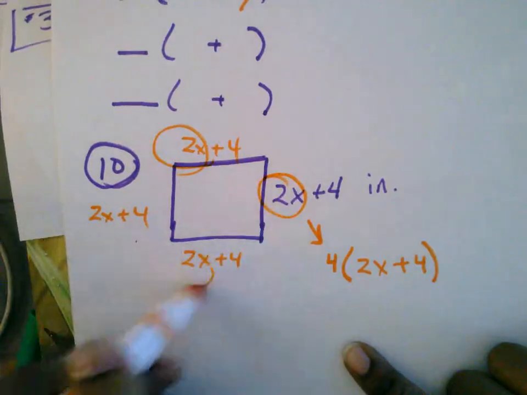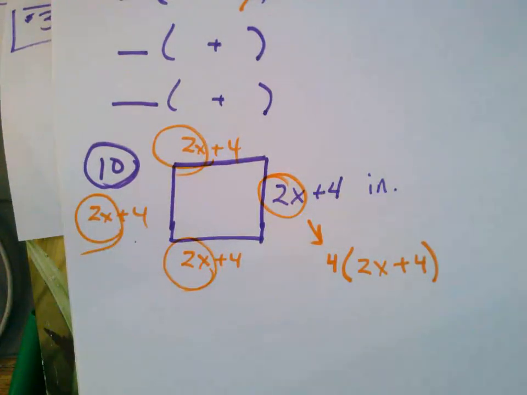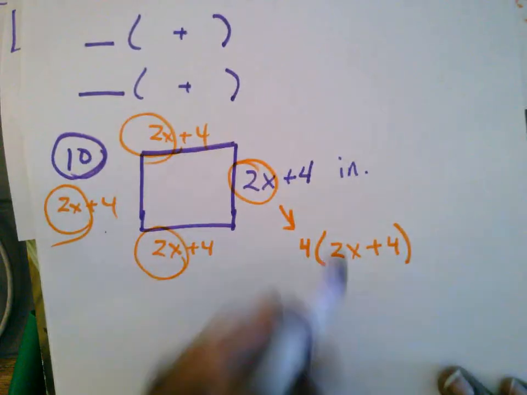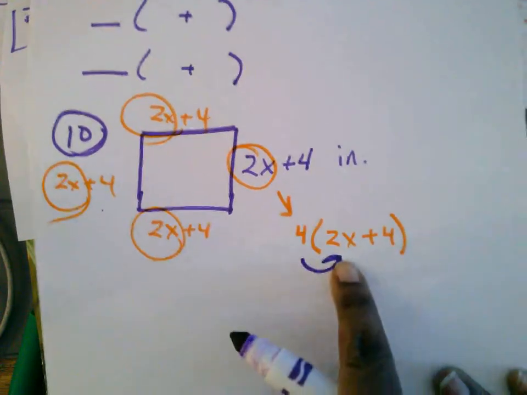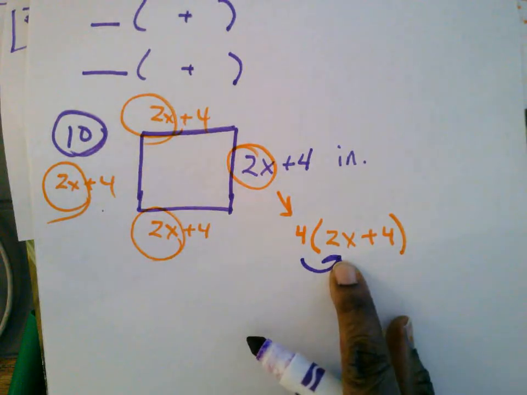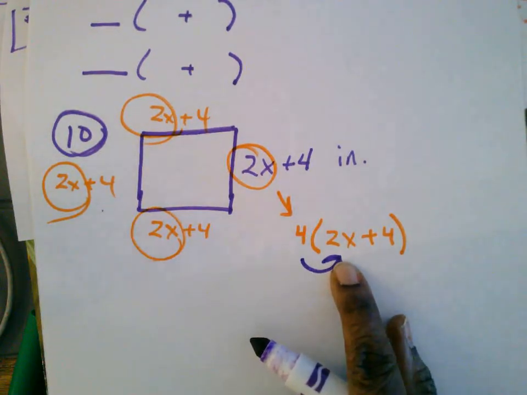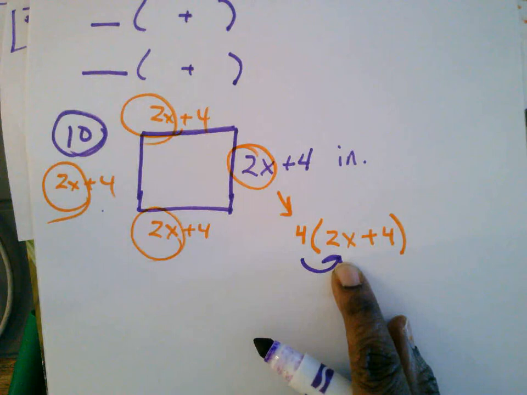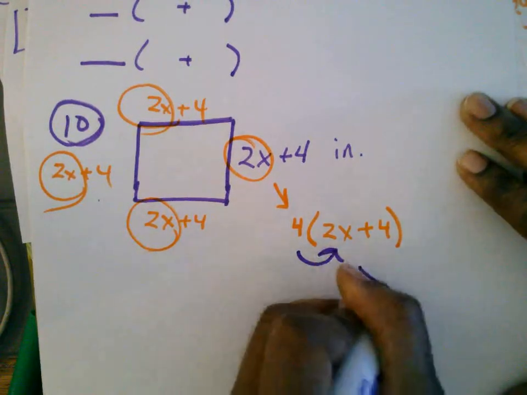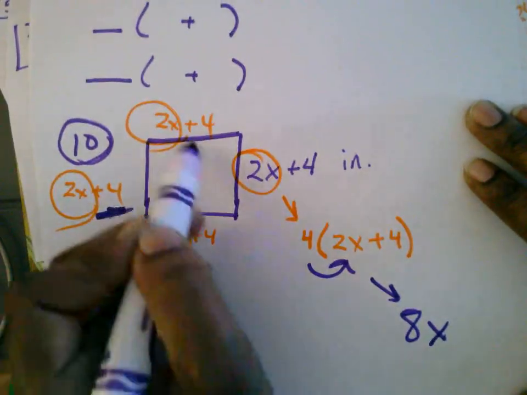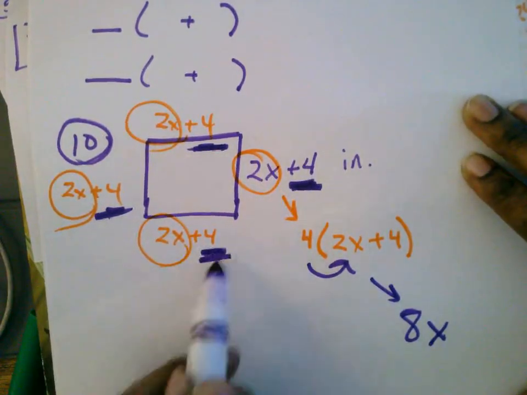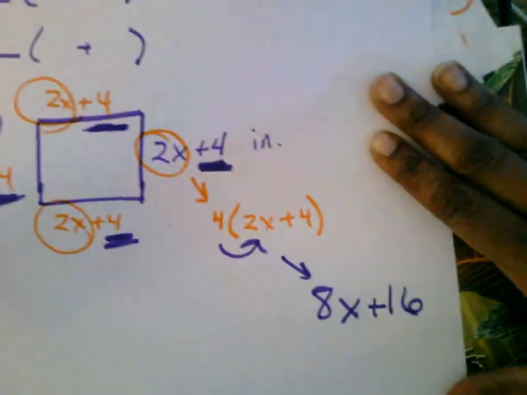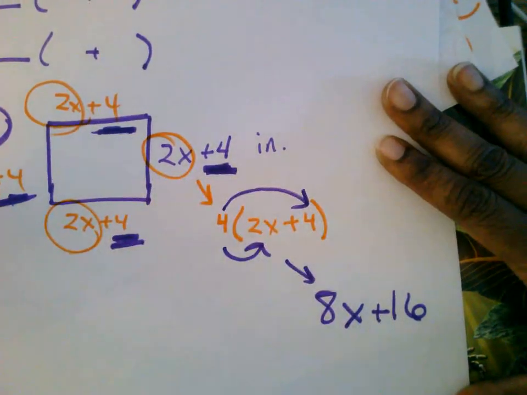2, 4, 6, 8 is also 4 times 2x. 4, 8, 12, 16 is also 4 times 4.